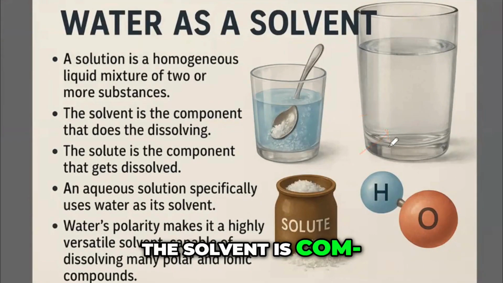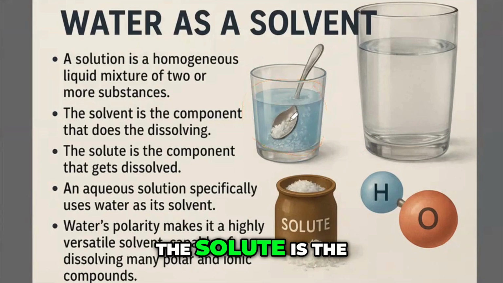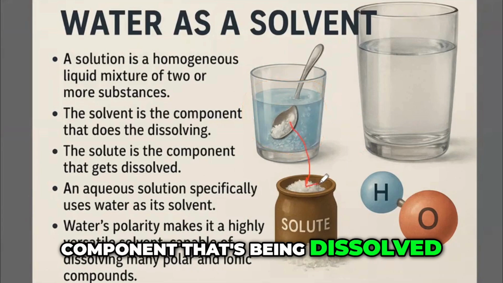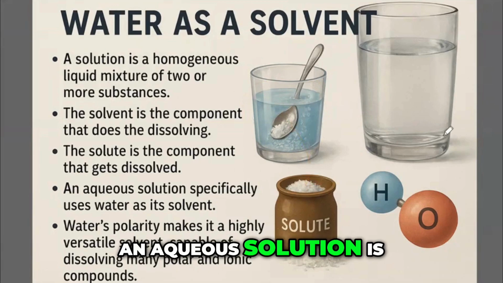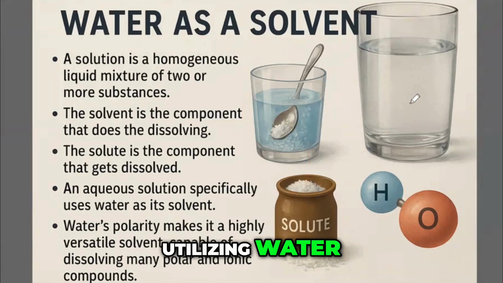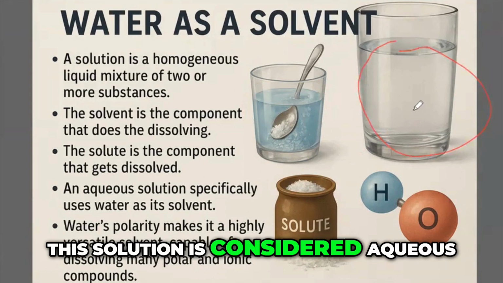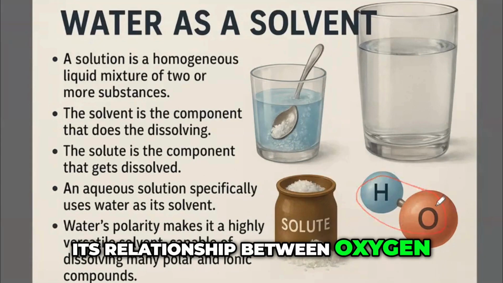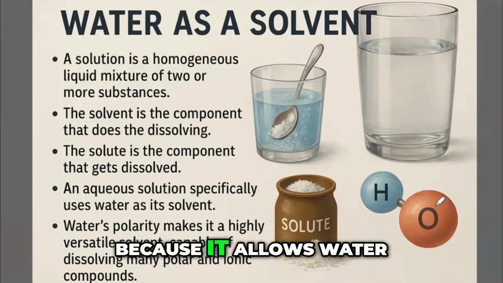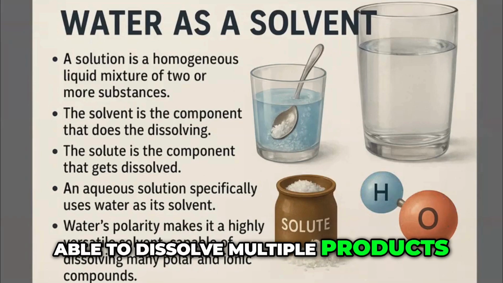The solvent is the component that does the dissolving itself, so that's why we have the spoon that helps out to dissolve. The solute is the component that's being dissolved, so in this case, the salt or the sugar. An aqueous solution is utilizing water specifically as the solvent, so in this case, this solution is considered aqueous. And water's polarity and its relationship between oxygen and hydrogen are important because it allows water to be versatile and able to dissolve multiple products.